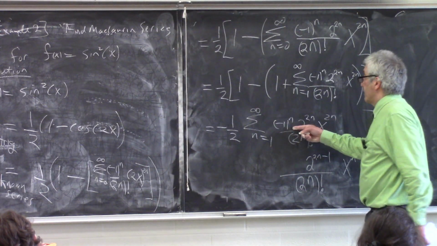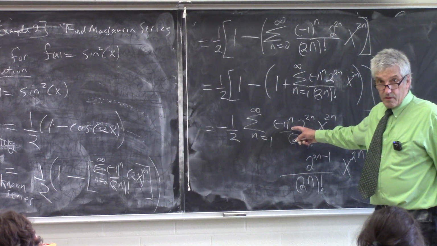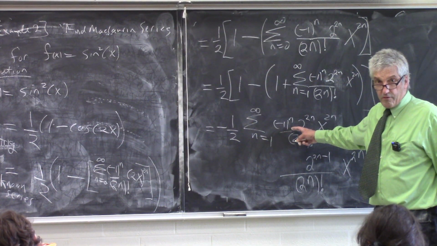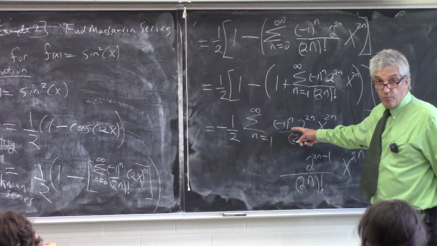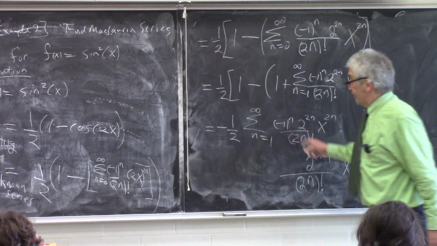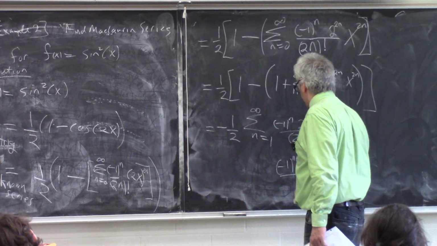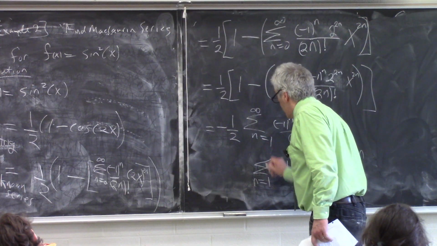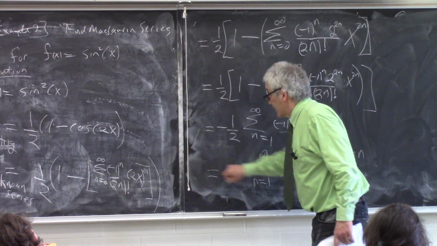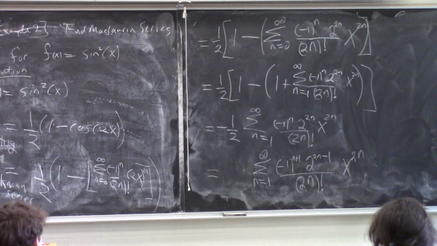What about this? How is that going to change? Well, notice I have a minus 1 times (-1)^n. So I have an extra power of minus 1. So now I have (-1)^(n+1). And then starting with n equals 1 and going to infinity. And there we go. There's our power series representation for that.